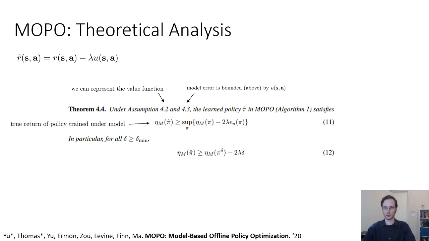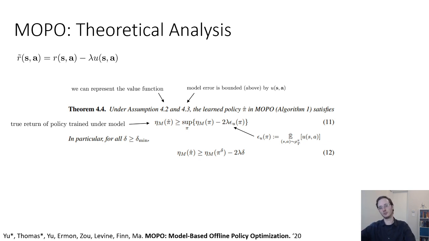So this is the true return of the policy trained under the model, so not the return the model thinks it has, but the return it actually has. And epsilon here is just the expected value of u. So what this is saying is that the true return of a policy we optimize under our model will actually be at least as high as the best policy that still has to pay this error price.